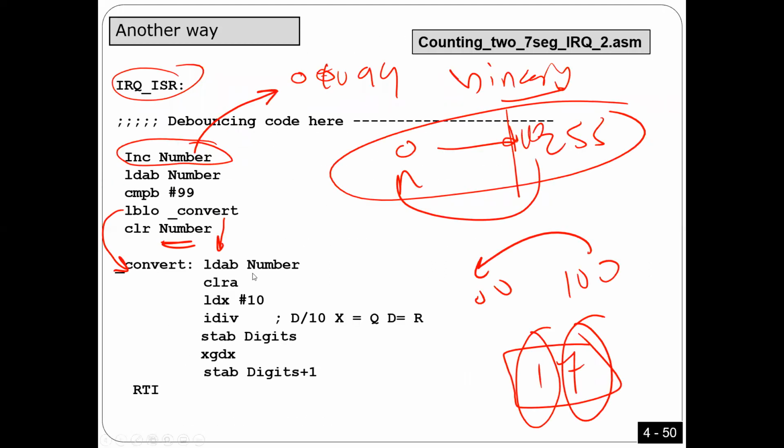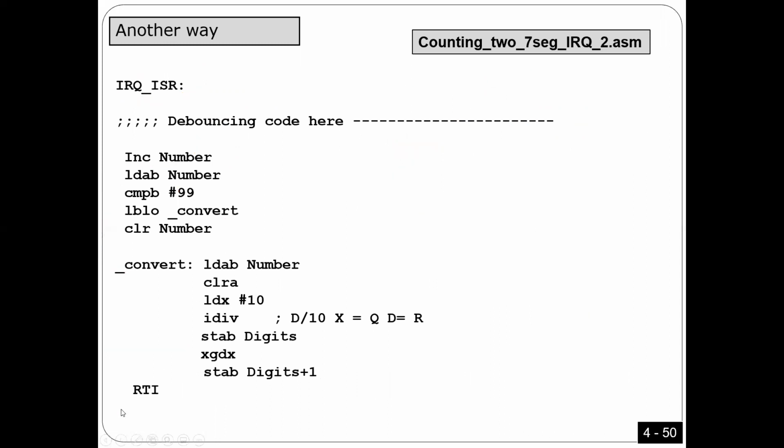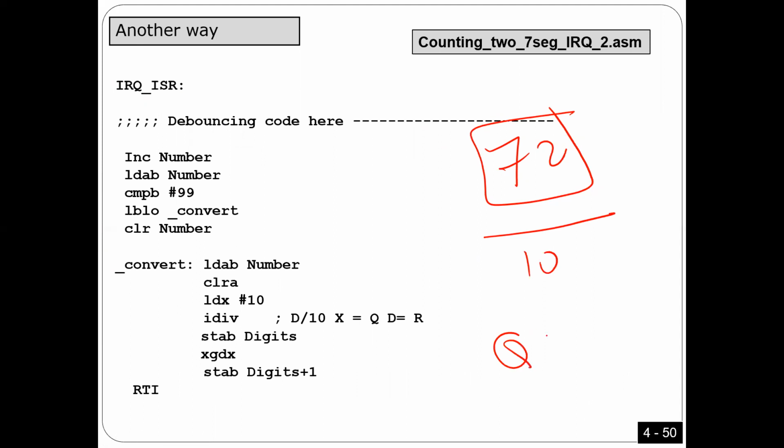To do that, as I explained before, you have to divide by 10. But here, because this number has only 2 digits, it's enough to divide only one time by 10. You know why? For example, if it is 72 and I divide by 10, the quotient should be 7 and the remainder should be 2. So I already got 7 and 2, because it's only 2 digits. So it's enough to divide only one time by 10. That's what I did. Look here, guys.